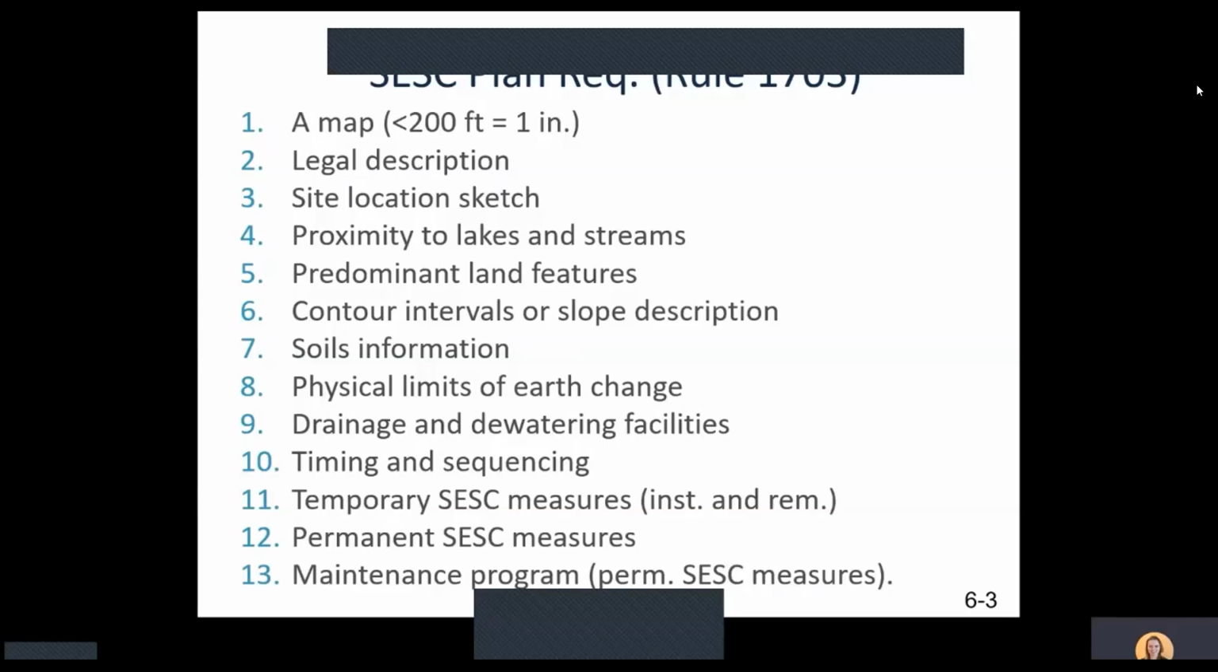Placement of temporary SESC measures and installation instructions, placement of permanent SESC measures and installation instructions, and finally, a maintenance program for permanent SESC measures. For example, if a check dam is installed, who is tasked with maintaining it? Or if a retention or detention pond is installed, who is tasked with cleaning it?